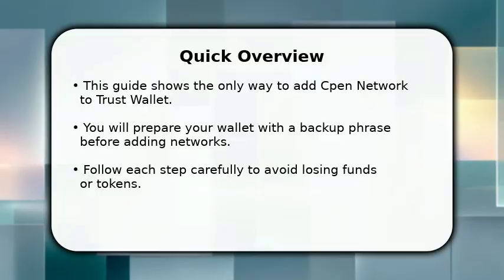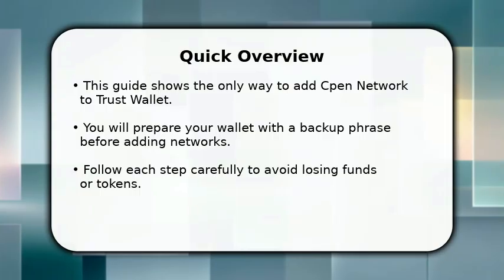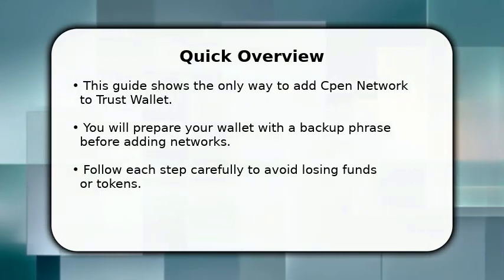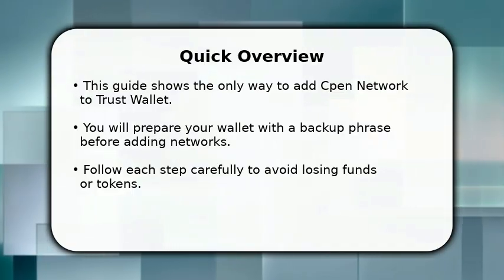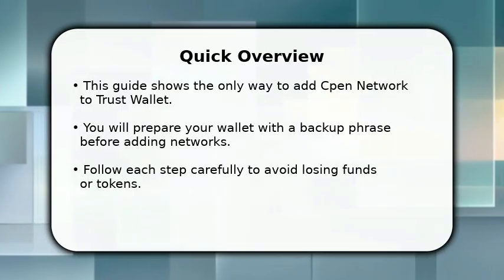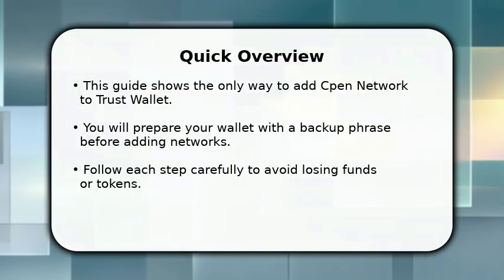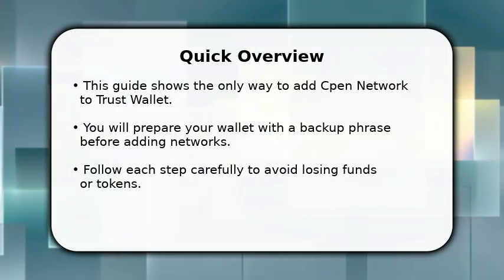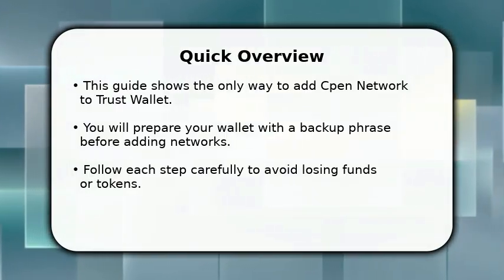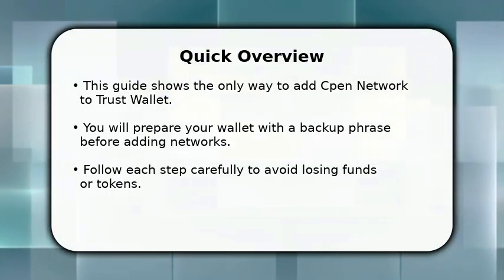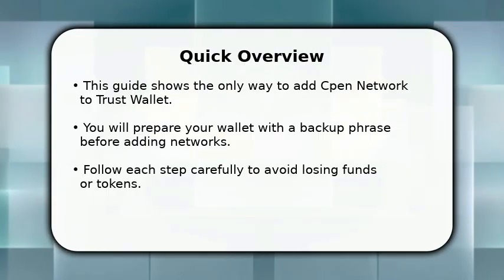Enjoy the video. In this video, I will explain how to connect Trust Wallet to Cpen Network. Open Trust Wallet, unlock with your passcode, and confirm your backup phrase is stored safely offline. Next, tap Settings, choose Wallets, select the wallet you want, and use the toggle to enable smart chain-like networks if needed. I'll walk you through adding the custom RPC, saving the network, and verifying token visibility step by step.